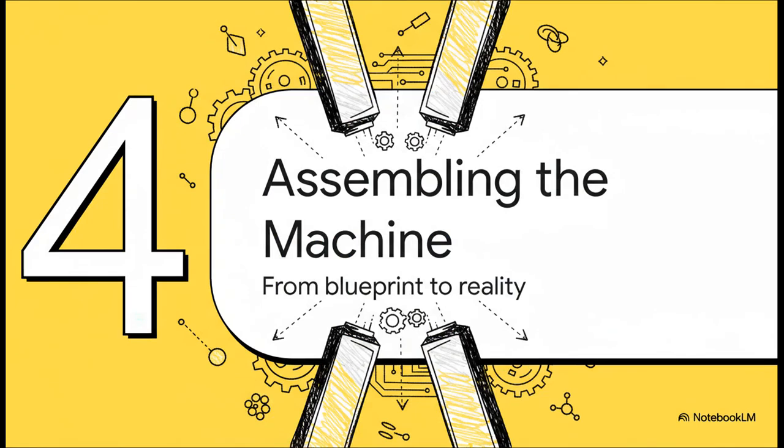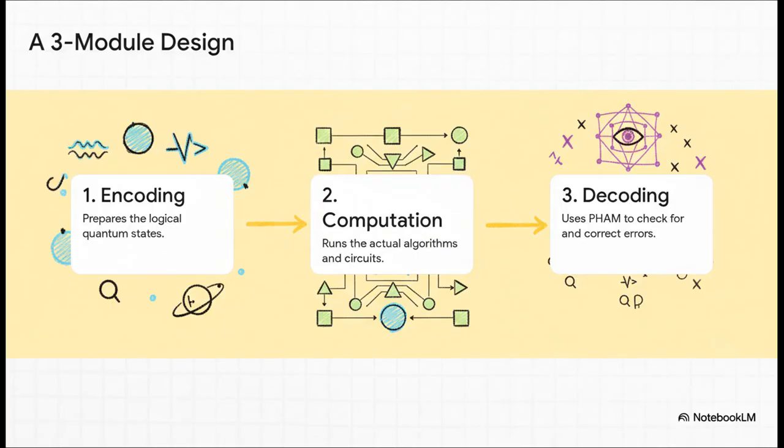So we've got these four pretty abstract ideas. How do they come together to actually form a machine, even a theoretical one? Let's take a look at how it's assembled. The architecture is broken down into 3 logical parts. First, you have the encoding module, which gets the quantum states ready. Next, the computation module is where the actual quantum algorithm runs. And finally, the decoding module uses that powerhouse PAM system to find and fix any errors. It's like a clean, super efficient assembly line for quantum information.